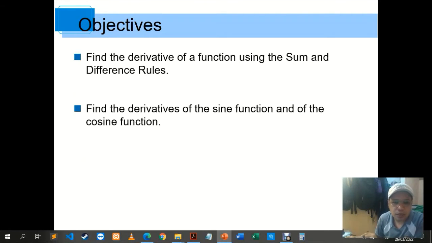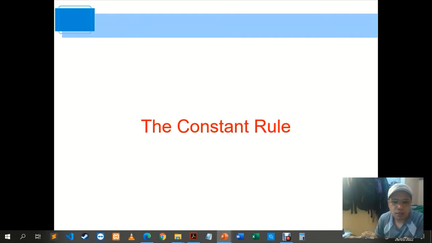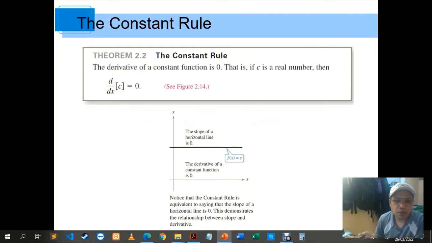Also, we will try to find the derivative of a function using the sum and difference rules, and find the derivative of the sine function and cosine function. To start, let's have the constant rule. Constant rule: the derivative of a constant function is 0.